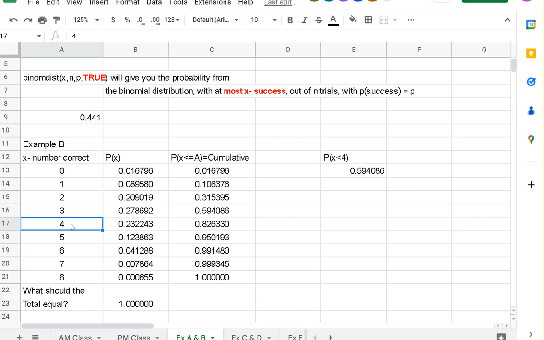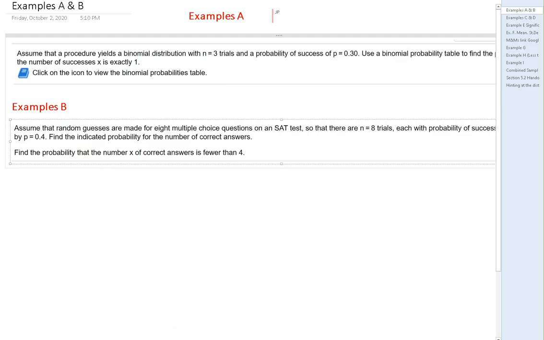4 is not less than itself. 4 is not less than 4. So the only things that satisfy being less than 4 are these numbers, 0 to 3. So it does make a big difference, and it's something you have to pay attention to, the language here. We wanted fewer than 4 successes.